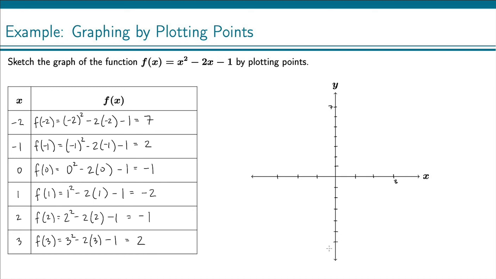Okay, so now we can go ahead and plot our points. Our first point is at negative 2, 7. So here's our negative 2, go up to 7, and that's going to be our first point. And then our next point is at negative 1, 2. So over at negative 1 and up to 2. There's our next point. At 0, we're at negative 1, so now we're down here. At 1, we're at negative 2, that's right here. Next point is 2, negative 1, that's right here. And our next point is 3, 2, and that is right around here.